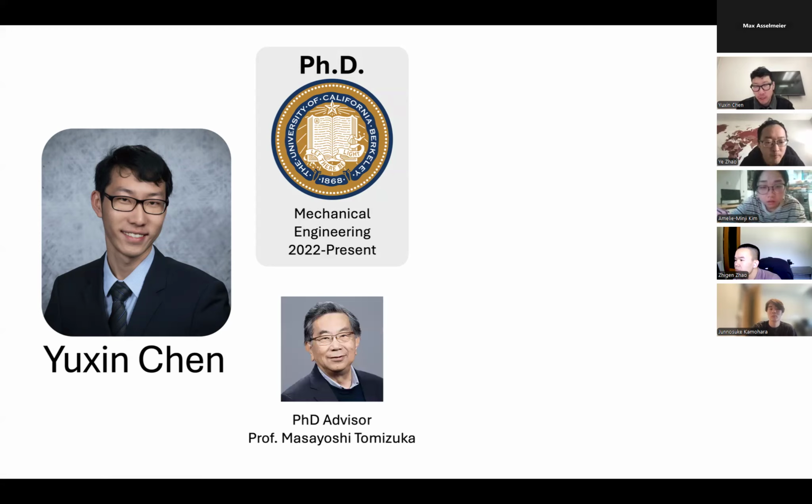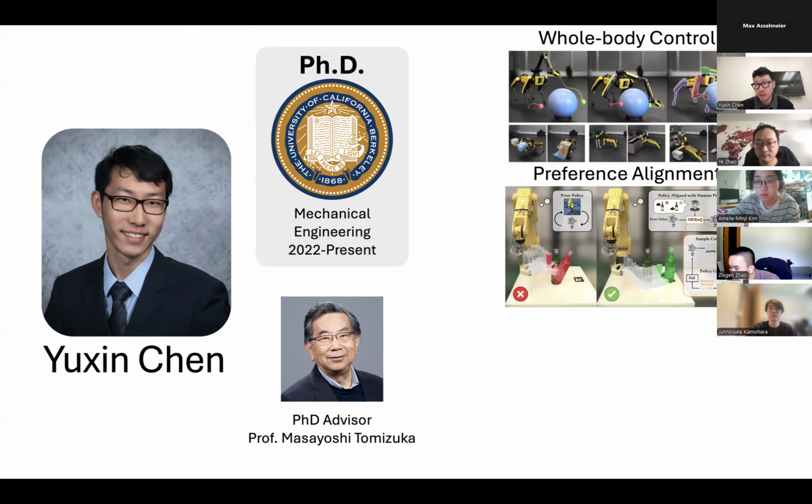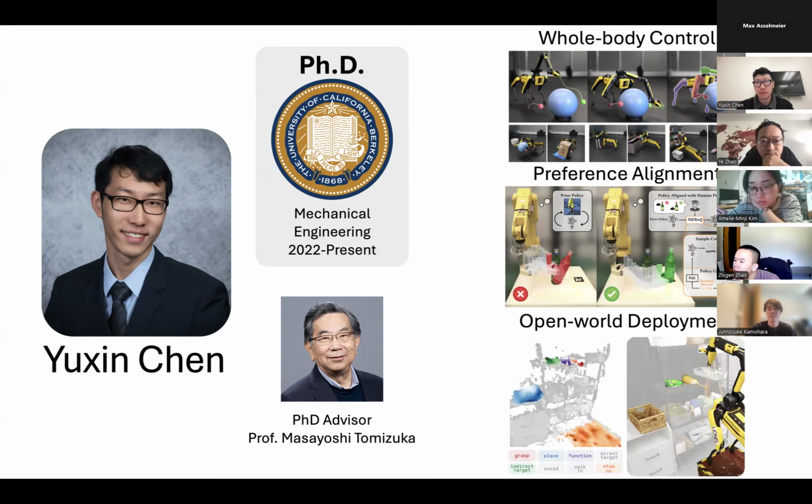Professor Masayoshi Tomizuka. And in the past, during my PhD study, I mostly focused on, first, the whole body control of both the quadruped robot and also bipedal robot. And second, I focused more on preference alignment via inverse reinforcement learning, via fine-tuning diffusion policy or fine-tuning VLM models. And recently, I focused more on embodied AI and also the open world deployment of different kinds of mobile robots.